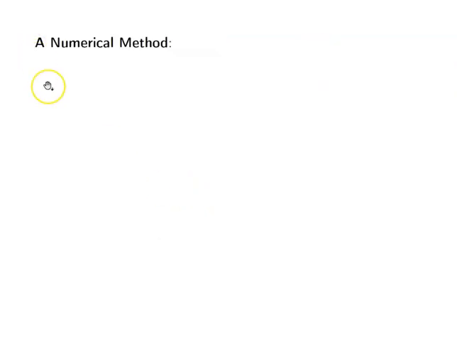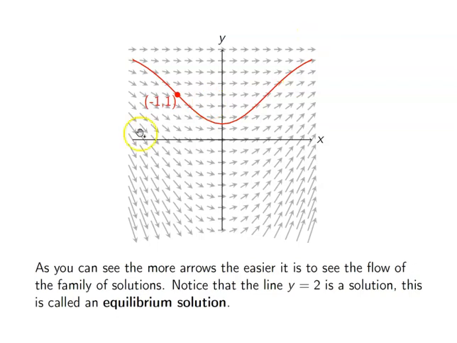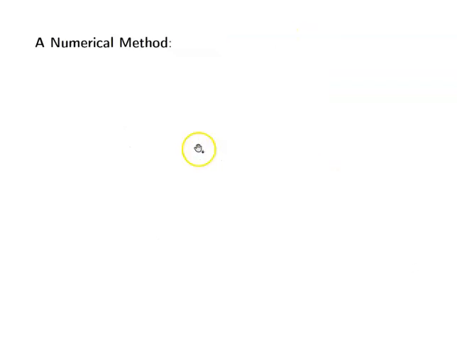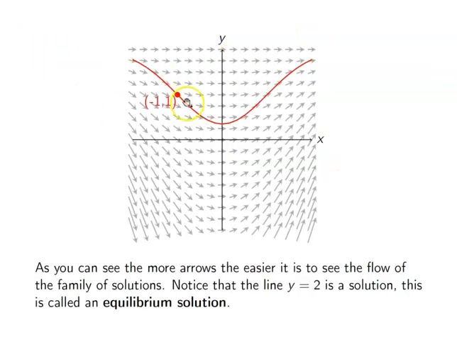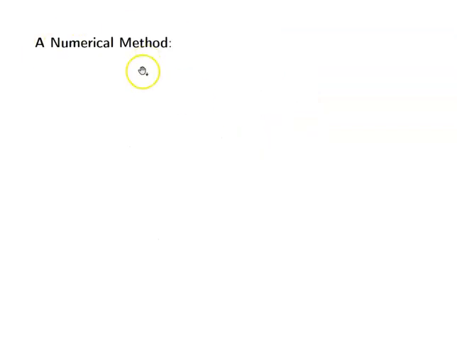Now we're going to go over a numerical method of solving differential equations. This is the first example of us actually trying to approximate an answer. As you can see, there can be an infinite number of solutions, right? Using a direction field, we can come up with a numerical method, which we call Euler's method, for finding approximate solutions.